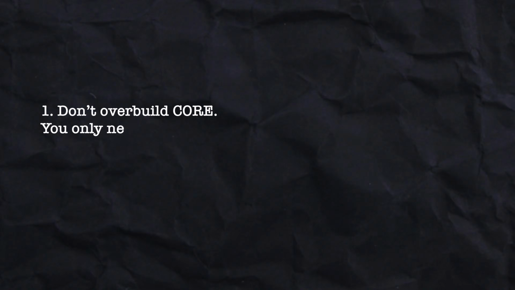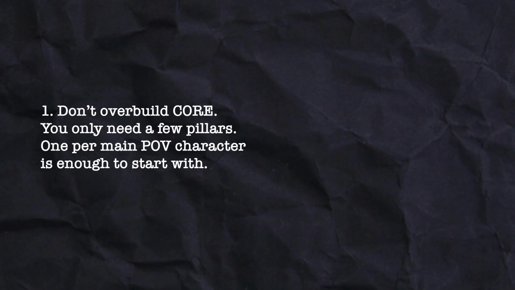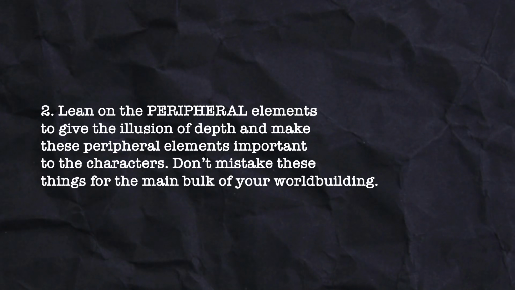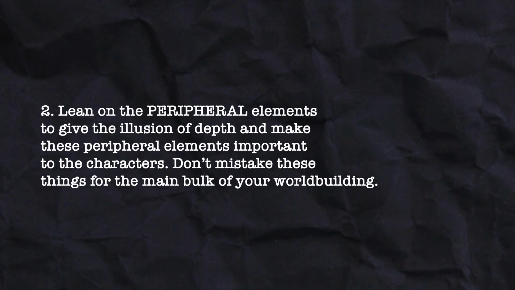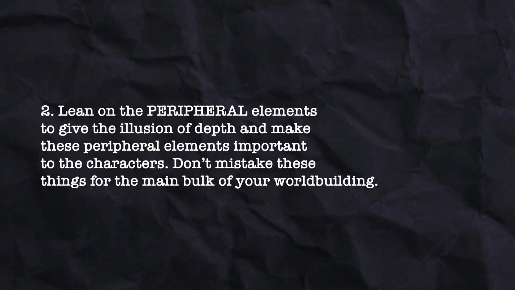With all that understood, how exactly do we implement this? First, don't overbuild your core. You only need a few pillars. One per main point of view character should be enough to start with. Second, we need to lean into the peripheral elements to give the illusion of depth and make these peripheral elements important to the characters. Don't mistake these things for the main bulk of your world building.